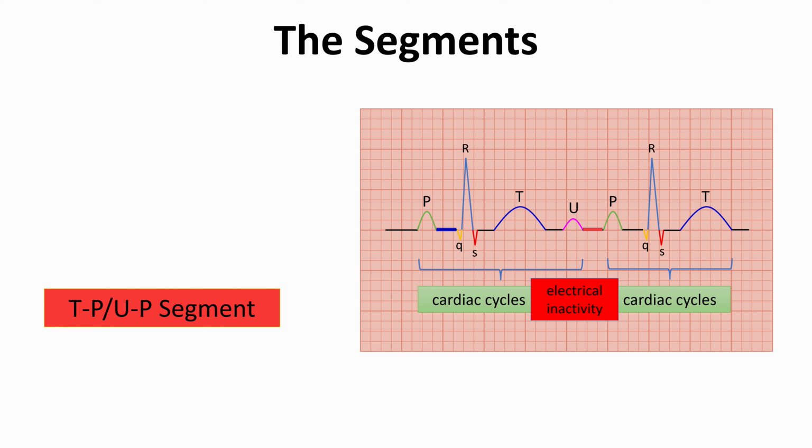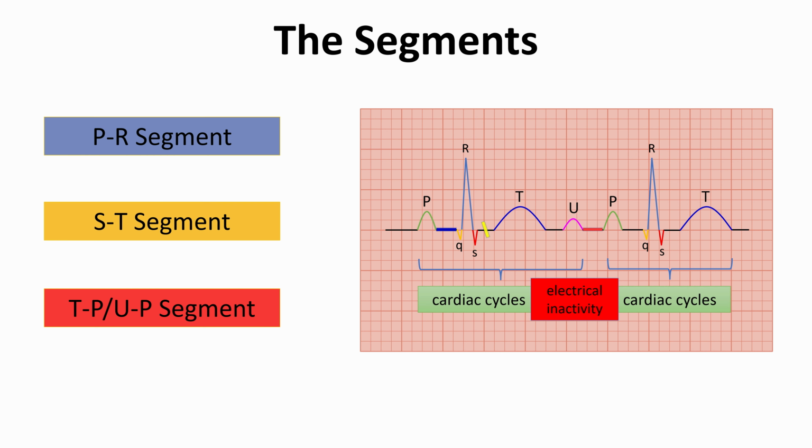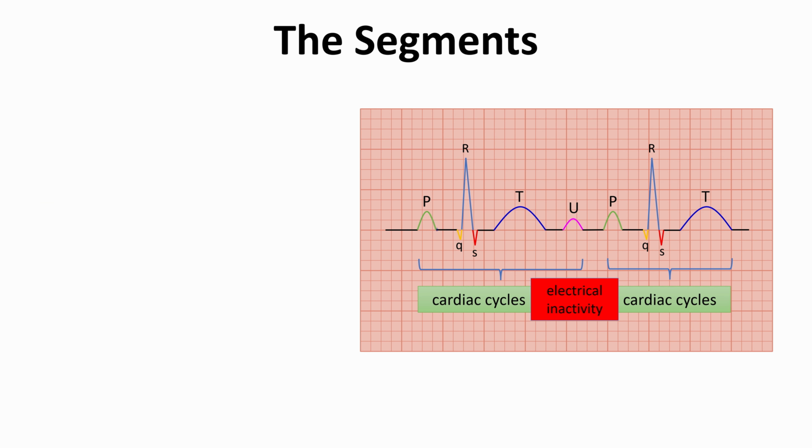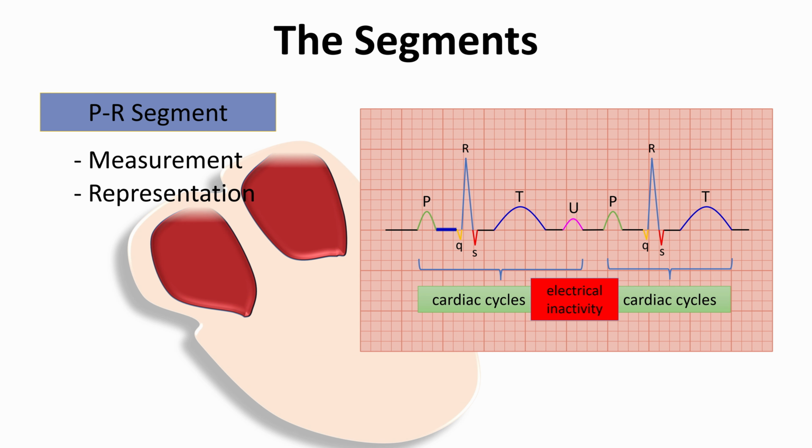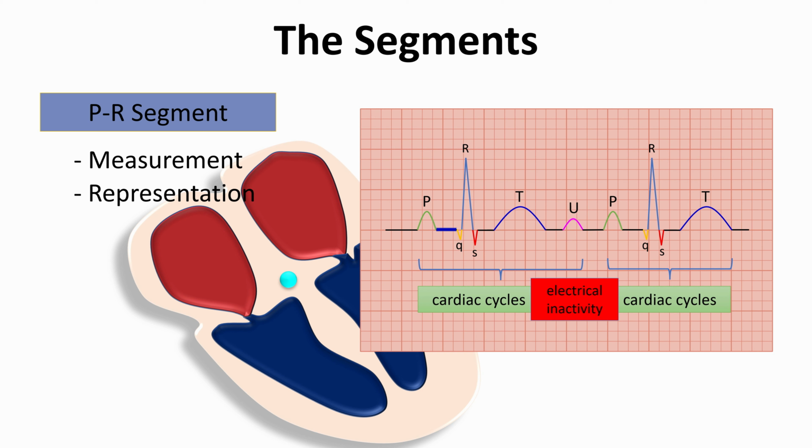However, two other segments of the isoelectric line that occur between the waves of a single cardiac cycle are clinically important. The first one is the PR segment and the second is the ST segment. The PR segment is that portion of the isoelectric line which intervenes between the termination of the P wave and the onset of the QRS complex. It represents conduction delay in the atrioventricular node.